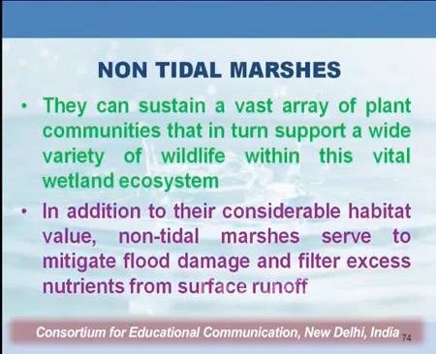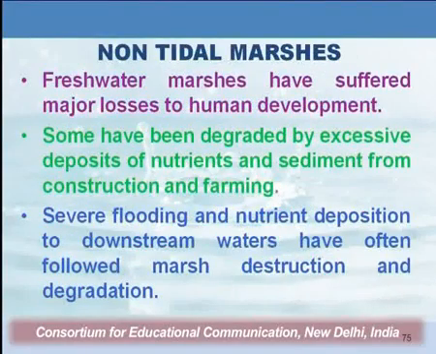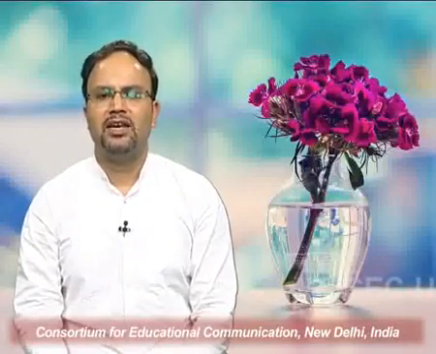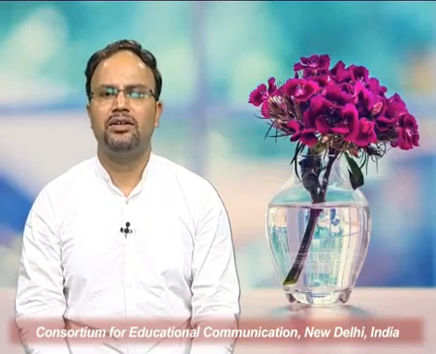In addition to providing habitat to these animal and plant species, they also help in reducing the damage which can be caused by floods and in filtering excess nutrients brought by the surface runoff water. These marshes have also suffered major losses due to human development, because they have been degraded by excessive deposits of nutrients, that is pollutants and sediments, which come from construction activity as well as farming. Severe flooding and nutrient deposition occur in downstream water if the marshes have been degraded or destroyed completely.